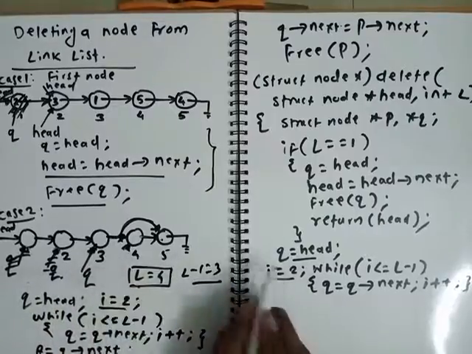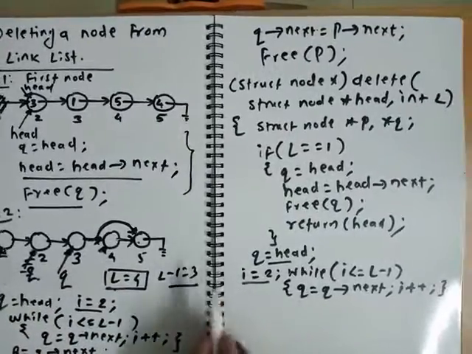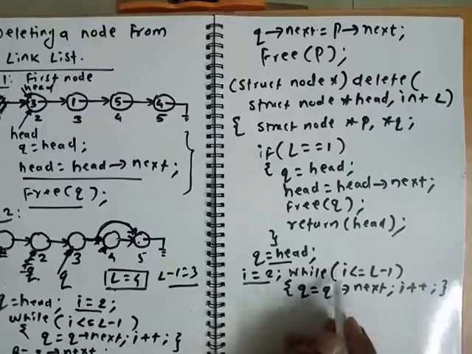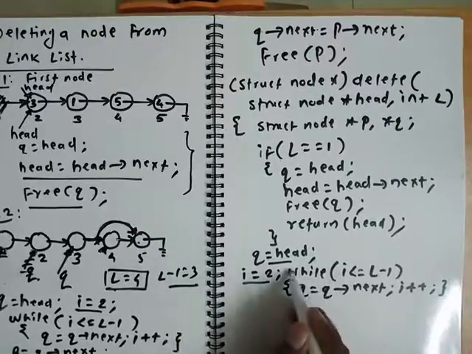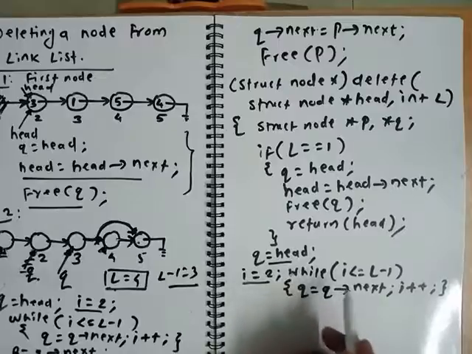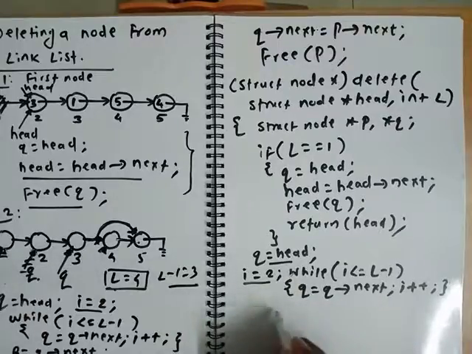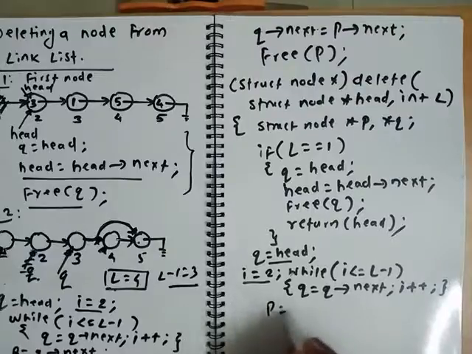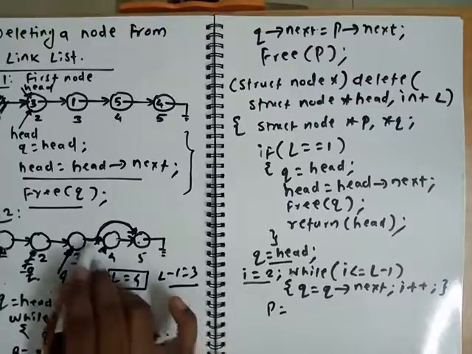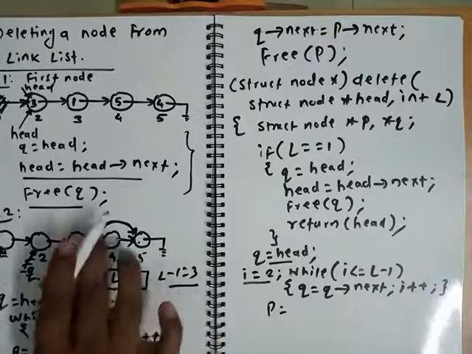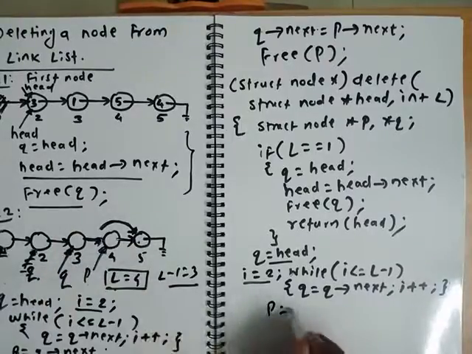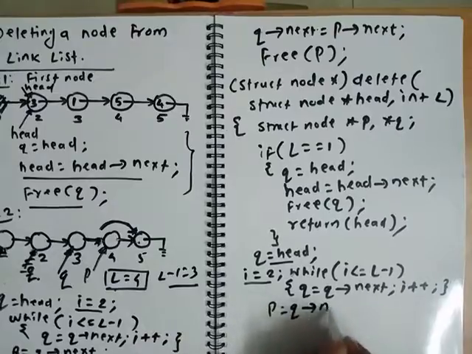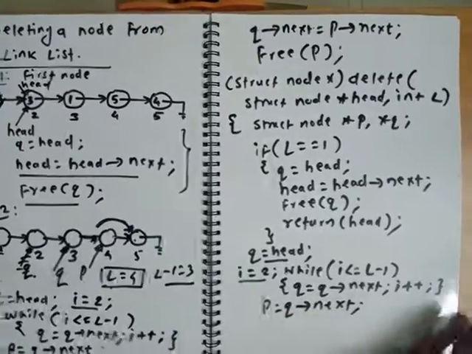So this loop simply says take your Q from 2 to L minus 1. That loop helps us to take our Q to L minus 1, right? Now once we are at L minus 1, take a pointer P which will point to Q next. Q next is pointing here, so P will point here. So I'll say P equal to Q next.